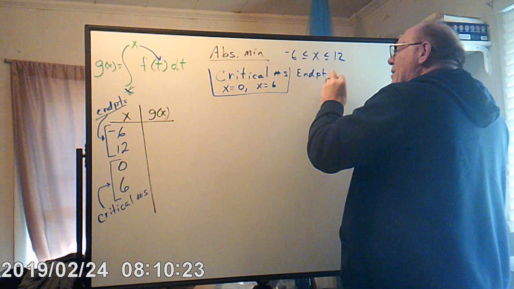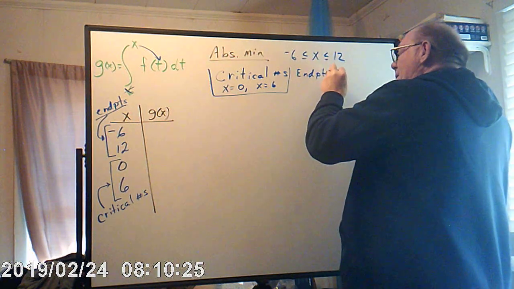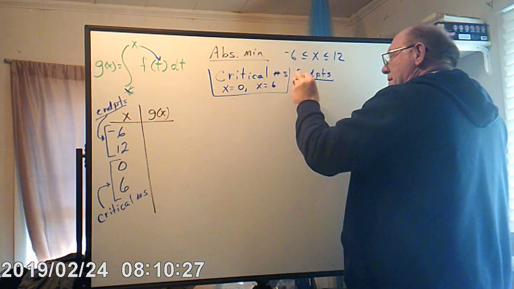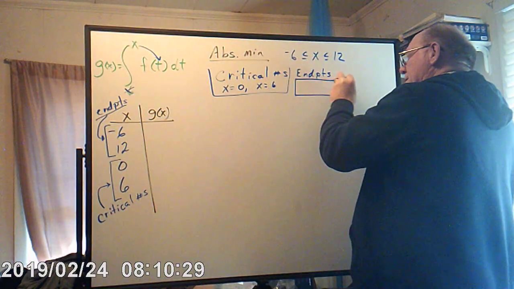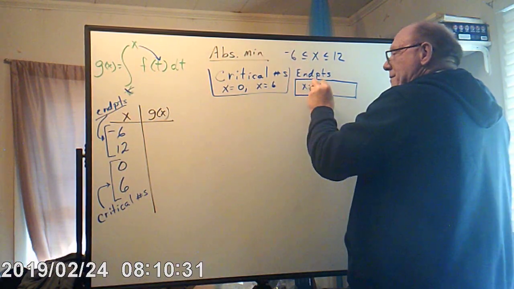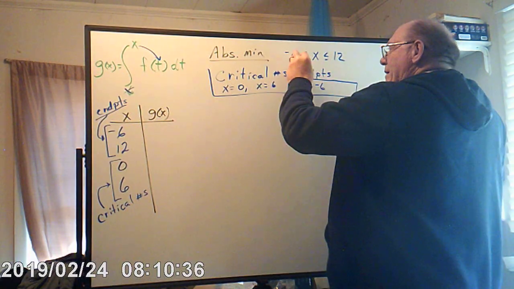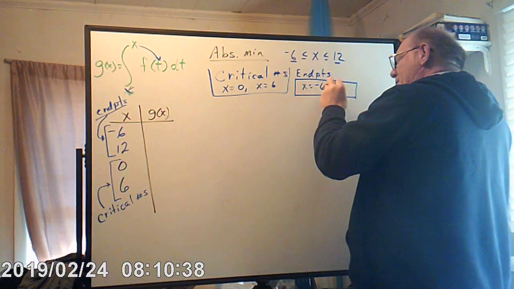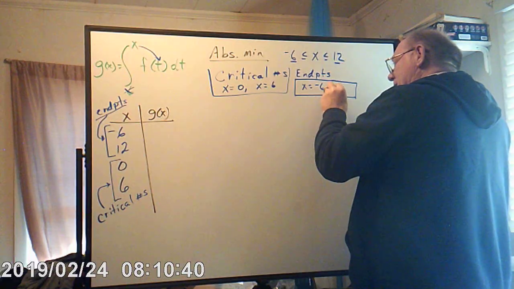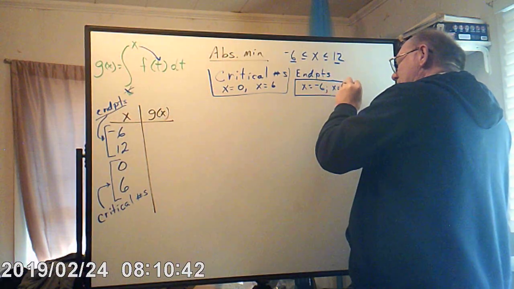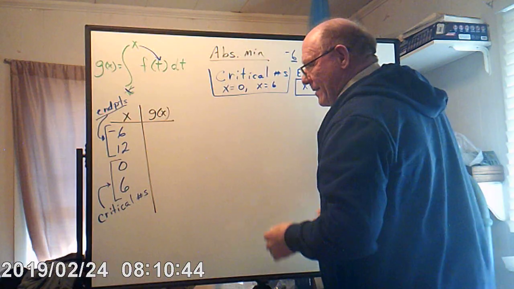I say I don't know. I do know. Endpoints are at x equals -6. Those are the extreme ends right here. And 12. That's what you're looking for. Alright, x is equal to 12. Now you have 4 to look for.